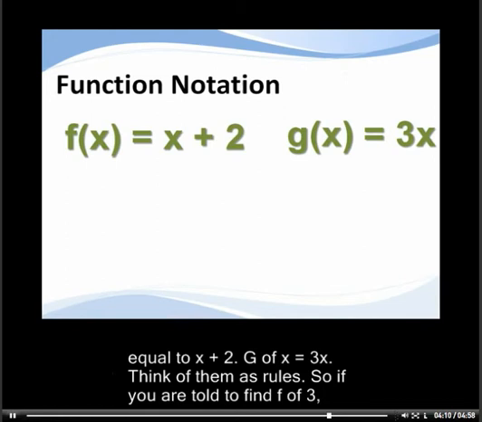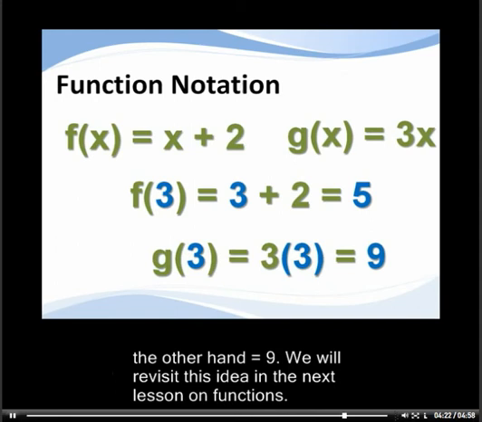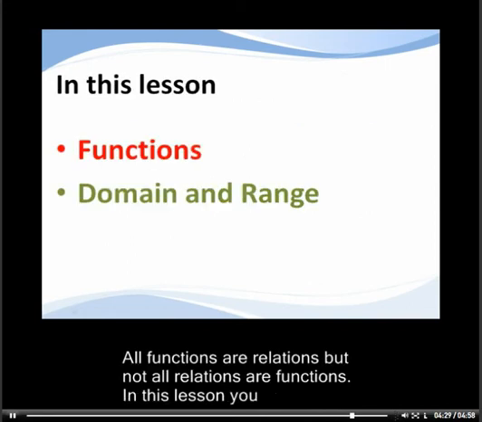So if you are told to find f of 3, use the function on the left and use 3 for x. Therefore, f of 3 is equal to 5. G of 3, on the other hand, is equal to 9. We will revisit this idea in the next lesson on functions.